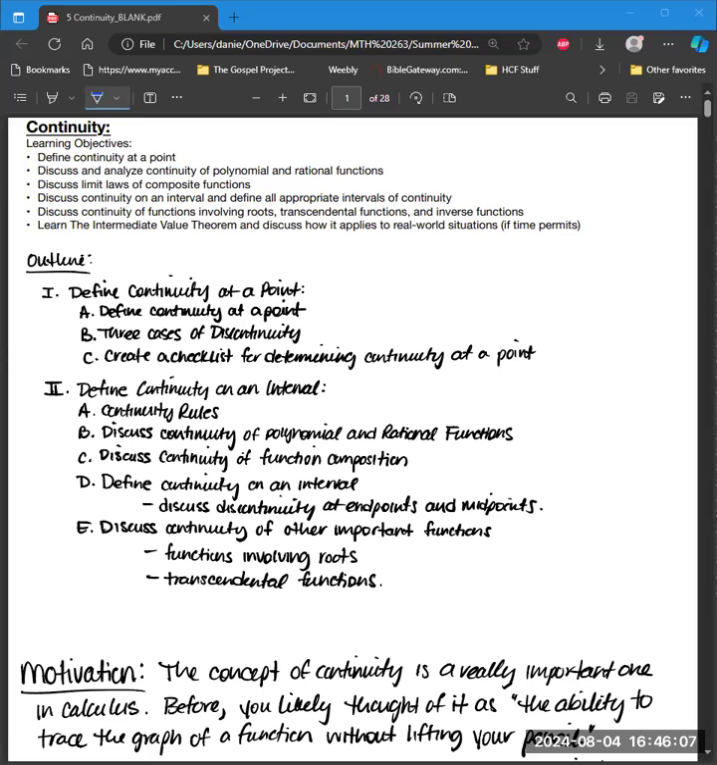The intermediate value theorem is also sometimes called the mean value theorem, depending on your textbook. Those two terms will be used interchangeably. Mean means in the middle, intermediate means in the middle, so they are equivalent names for the same thing. So let's go ahead and look here at this first part.